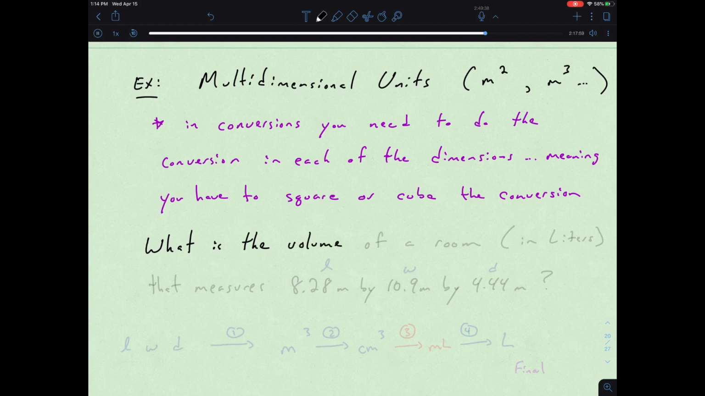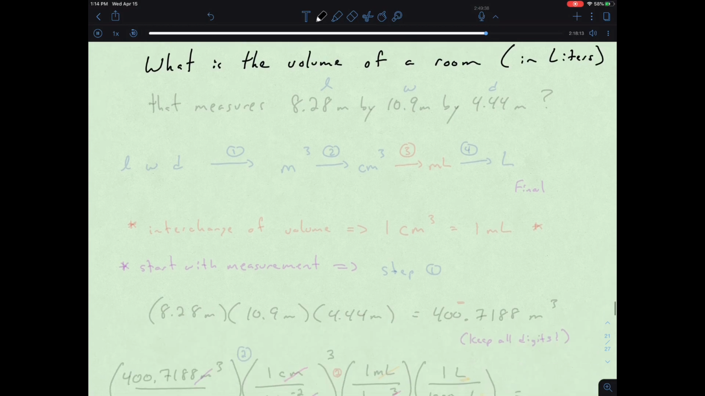What is the volume of a room? And that's going to be specifically in liters. That measures 8.28 meters by 10.9 meters by 4.44 meters. So there's our question. What is the volume of a room that measures these certain dimensions?